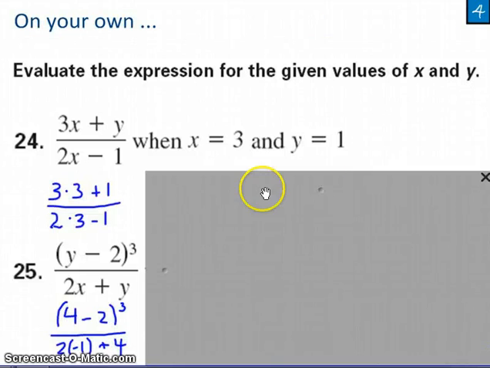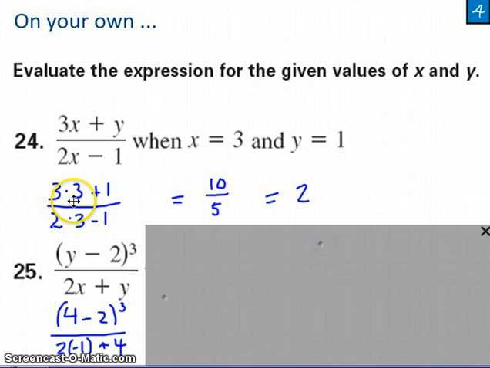Okay, I'm going to assume that you've done that. Notice that what you'd actually been asked to do was to put 3 in whenever you saw x and 1 in whenever you saw y. So here I've written those out. 3 times 3 plus 1, 2 times 3 minus 1. And likewise down here. Well, 3 times 3 plus 1 becomes 10 across the top. 2 times 3 minus 1 becomes 5. You should have come up with 2 as your answer.